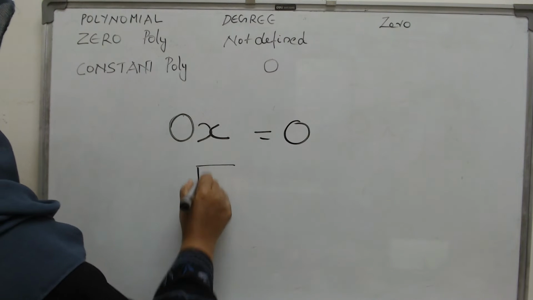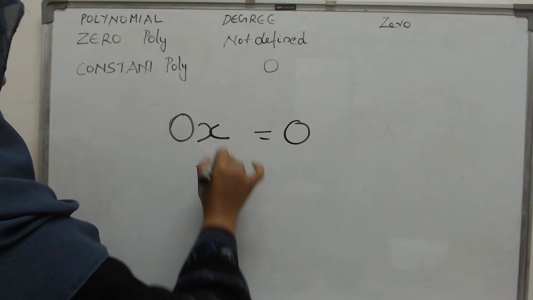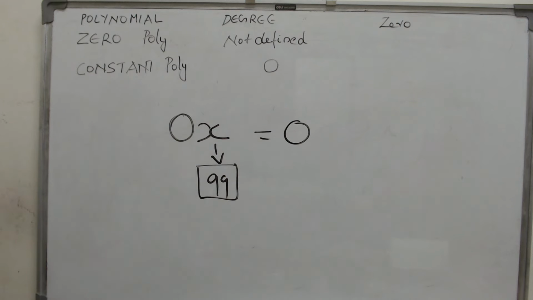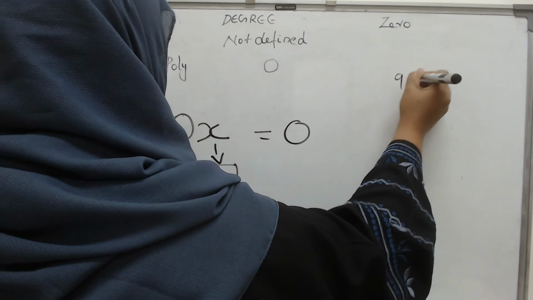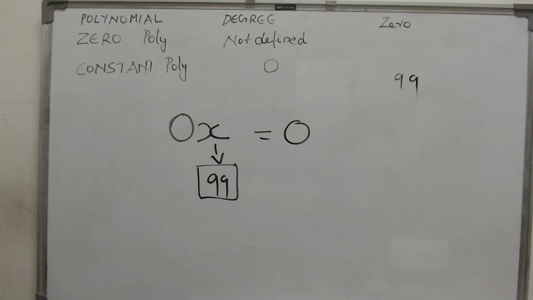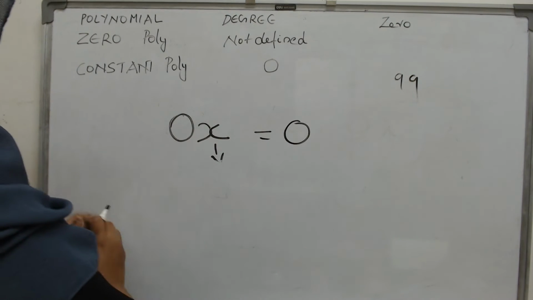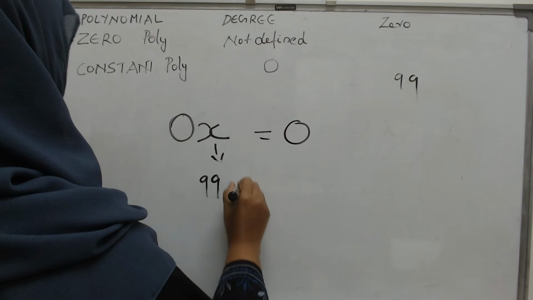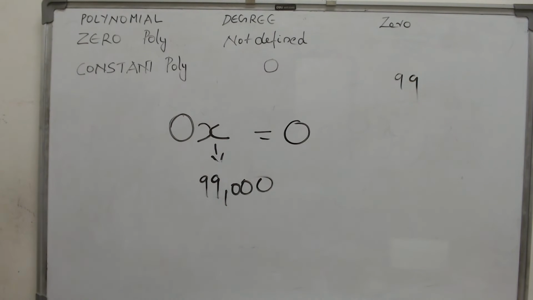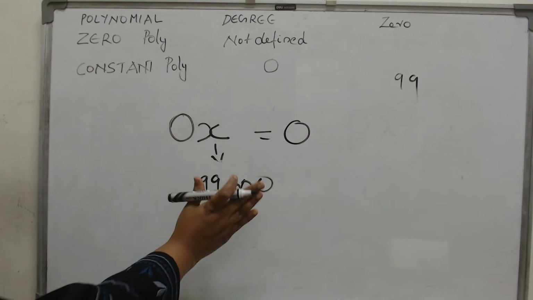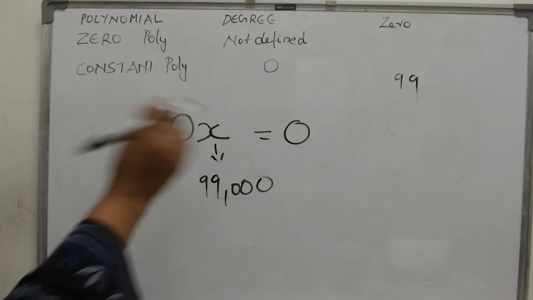What about 99? If I put 99, will that be a root? Of course, yes, 0 into 99 is 0. So I will say that its 0 is 99. Now, somebody else will come and say, what about 99,000? If I put 99,000, the answer will still be the same. So this is also a 0.